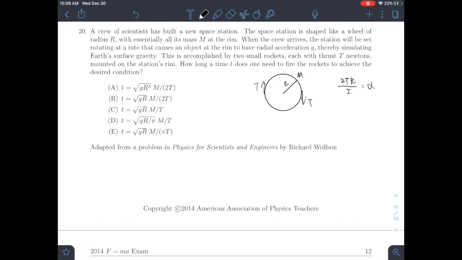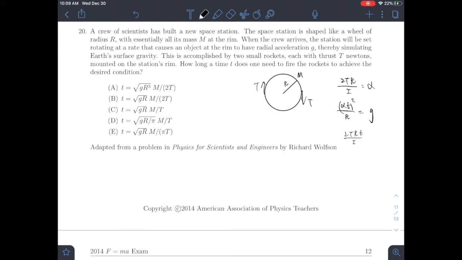So what we want to do is set v squared over r equal to g. But remember, what is v? v is equal to omega times t, right? So (omega times t) squared over r equals g. Then we want to calculate t. We first plug in omega. Omega is equal to 2Tr over I.